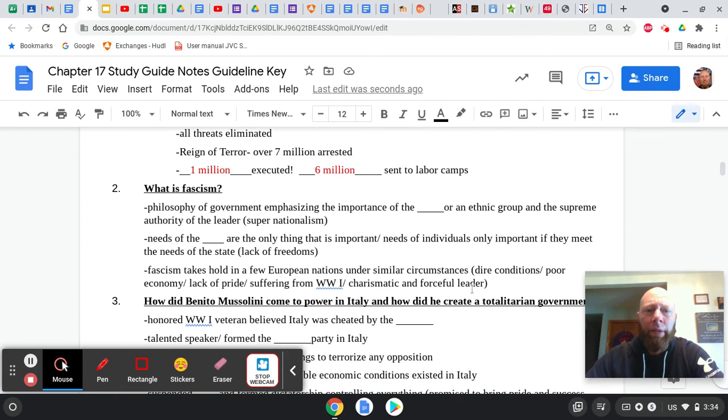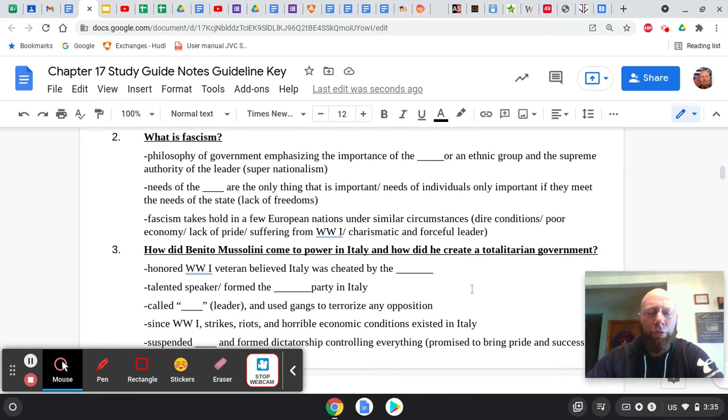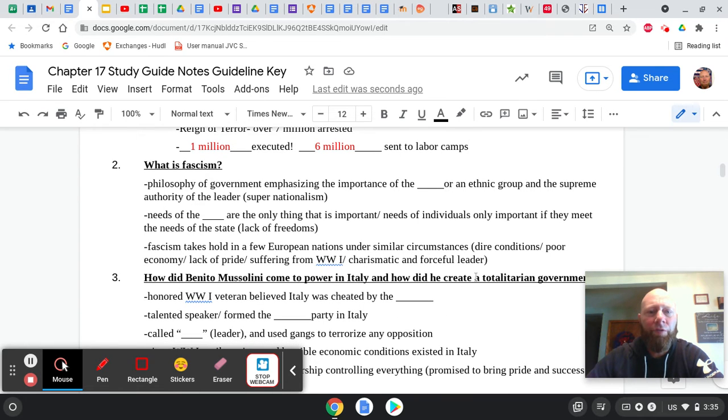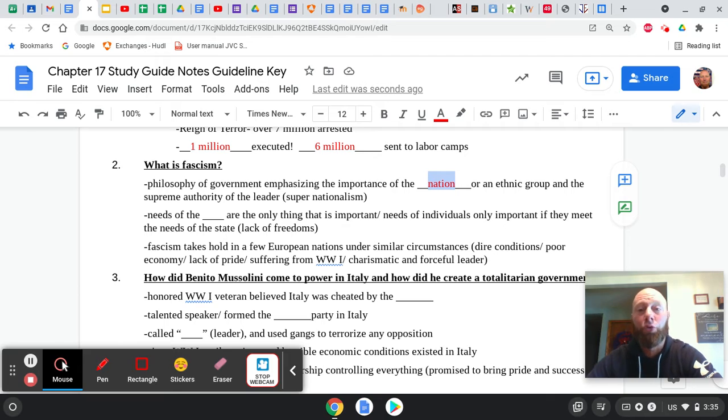Okay. Now let's turn our focus to Europe. Number two, what is fascism? This philosophy of government is going to rise up between the world wars in the 1920s and 1930s. It emphasizes the importance of the nation, or sometimes an ethnic group, and the supreme authority of the leader. This is a word you should be familiar with from last year: nationalism, pride in your country. Fascism is like nationalism on steroids.